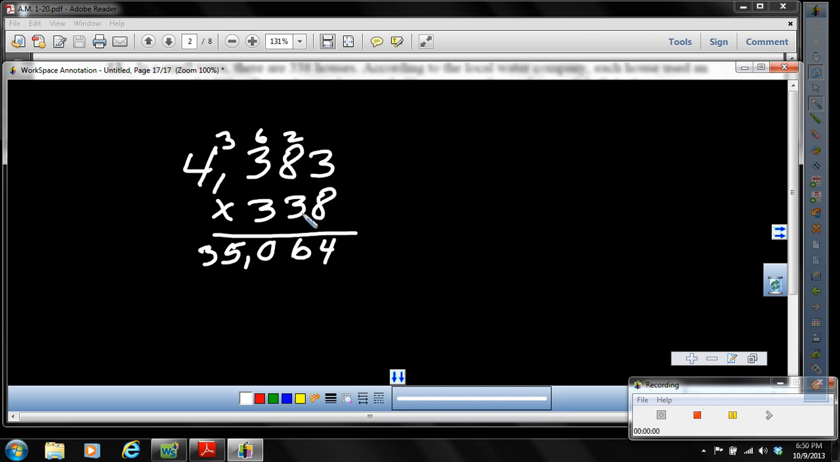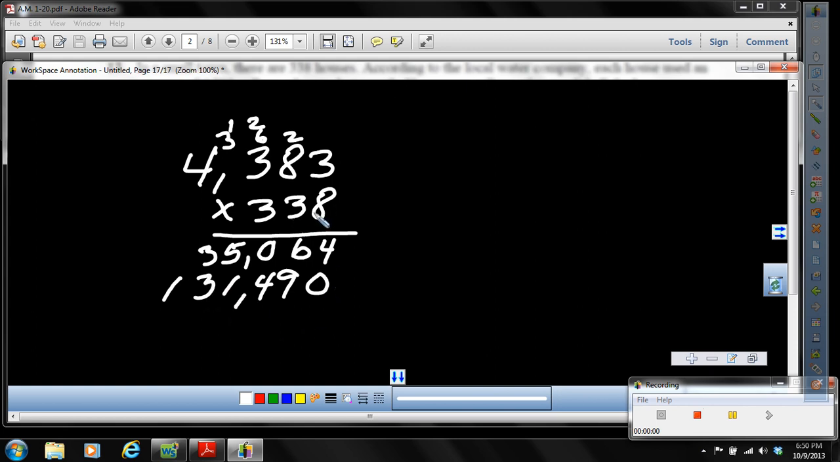Now that I'm done in the ones place, I move to the tens place. And because I move to the tens place, and I'm multiplying by multiples of 10, I'm going to put a placeholder here, which would be my 0. And we begin. 3 times 3 would be 9. 3 times 8 would be 24. I would carry my 2. 3 times 3 would be 9, plus 2 more would be 11. Carry my 1. 3 times 4 would be 12, plus 1 more would be 13.